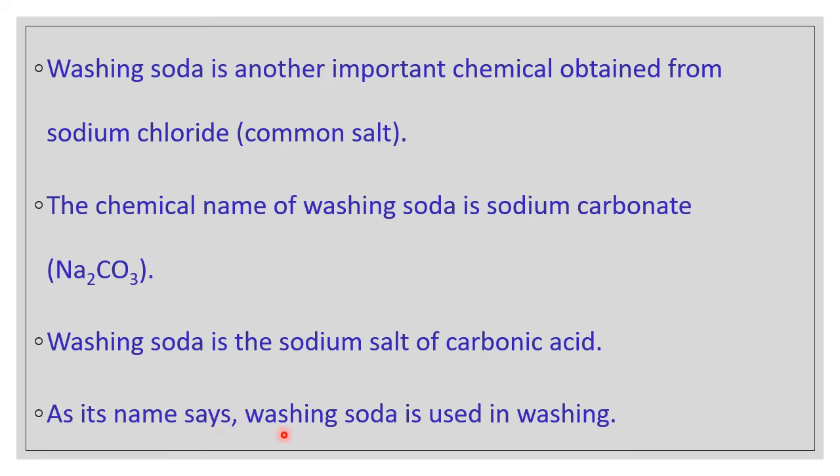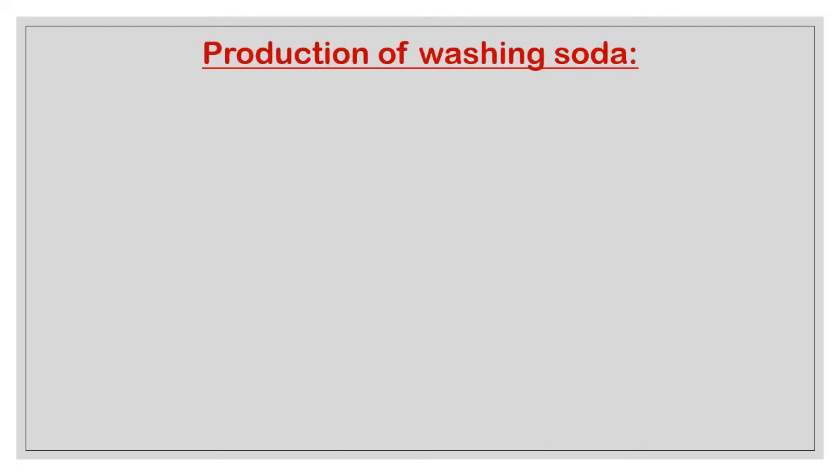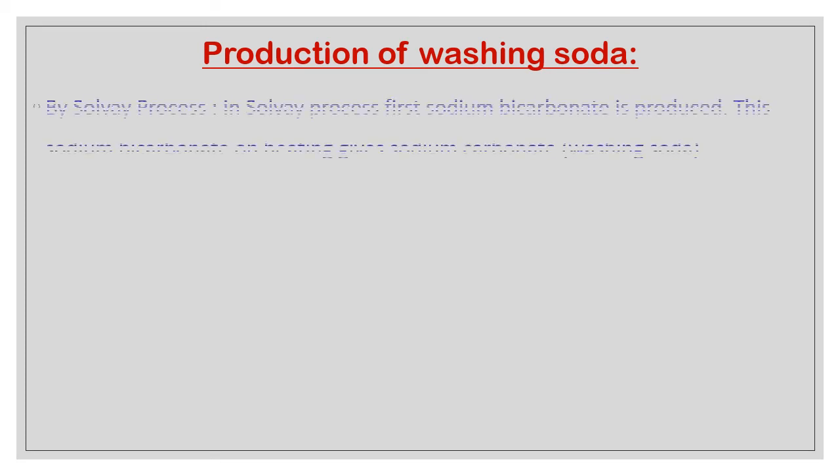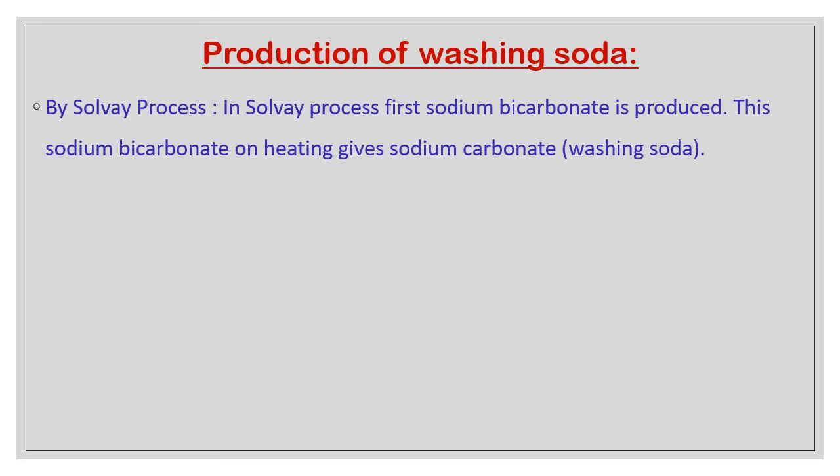As its name says, washing soda is used for washing purposes. For all the washing purposes, we use sodium carbonate. Now how is it produced, how is it prepared on the large scale? For this we follow the same method, the Solvay process, that we adopted for sodium bicarbonate.